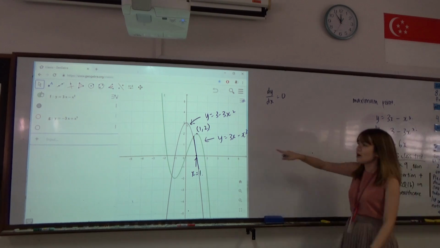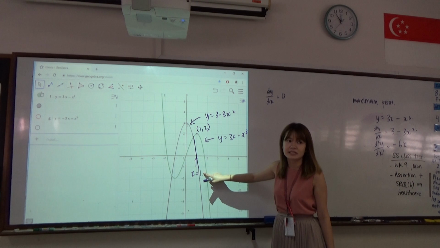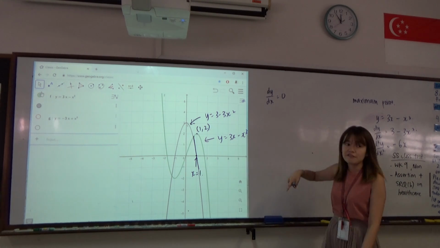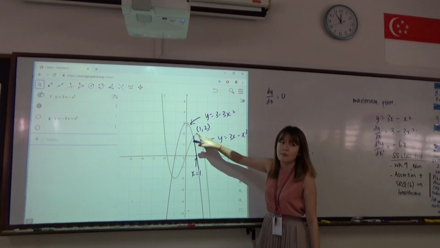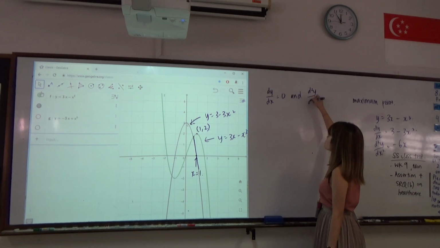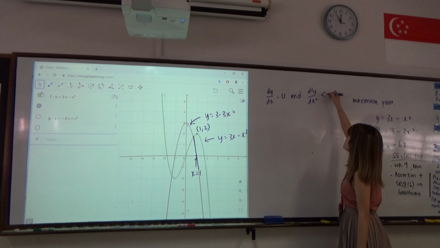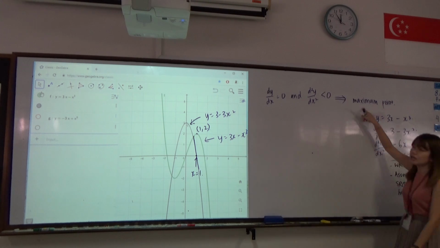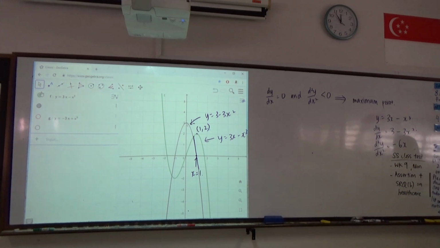So we see that for a maximum point, the gradient of the tangent itself will be negative, and this will always happen for a maximum point. So when d2y/dx squared is less than 0, it will result in a maximum point. So it's confirmed that way. For most maximum points, this will definitely happen. I'll explain again later why I use the word most.